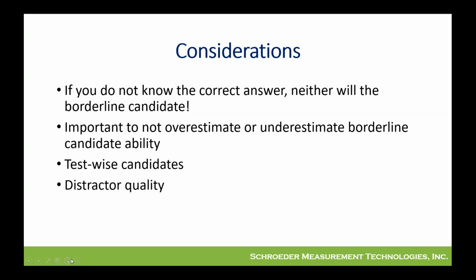Another thing to consider is that if you as an expert are not sure of the correct answer to an item, then the borderline candidate won't know the correct answer either. Overall, it is important to not overestimate the ability level of borderline candidates, but you also don't want to underestimate their ability, because then the cut score will be set too low.